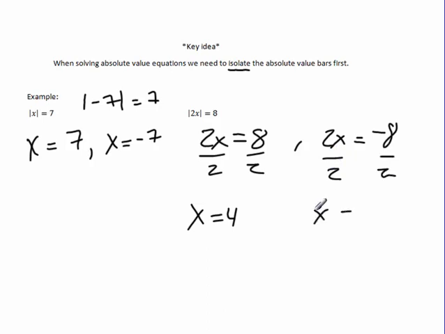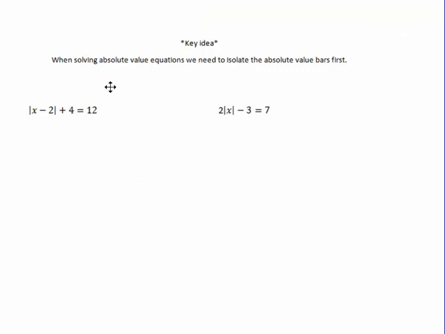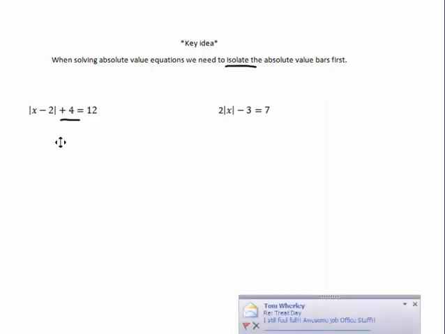X equals negative 4. Okay, so now we know that these absolute values are going to break into two different equations. Well, let's see what happens here. All right, so here, again, we want to isolate the absolute value bars first. That's the big idea here. Now, my absolute value bars are not isolated with this one. I need to get rid of this 4 before I do anything.